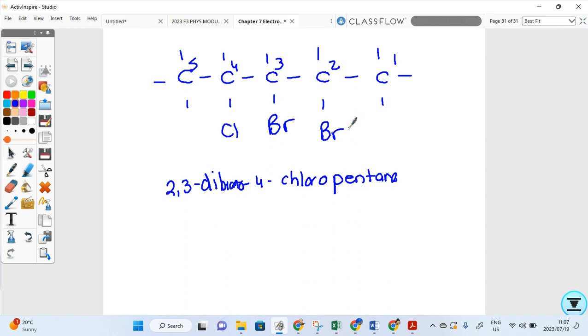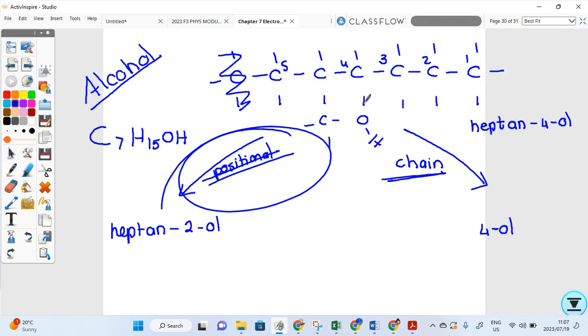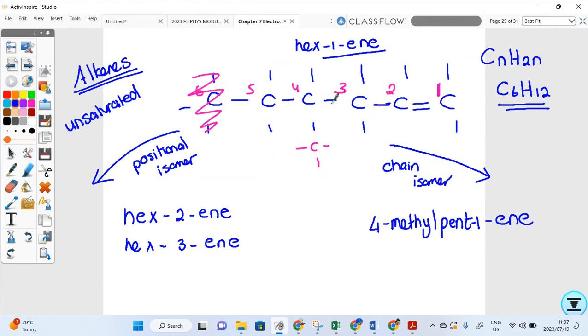What isomers can they have? Positional, because we're going to just move the Br and the Cl to another place. We can do chain. Yeah, so up to now, can I have a functional isomer here? No, because a functional isomer means it must be another functional group. These are all going to be haloalkanes. Doesn't matter what I do to this, it's still going to be a haloalkane. Doesn't matter, because we don't do ketones or aldehydes in your syllabus.